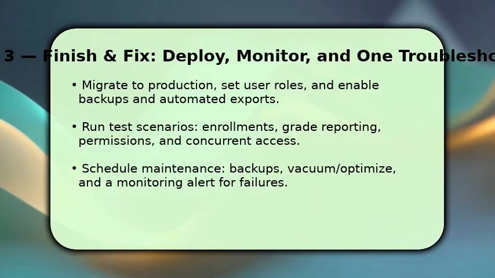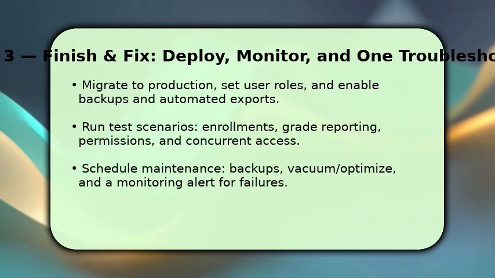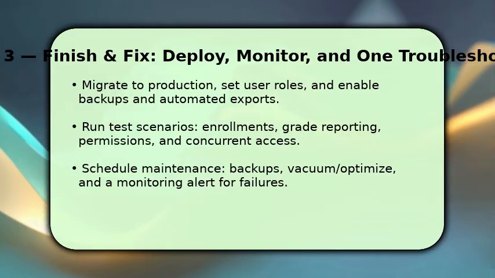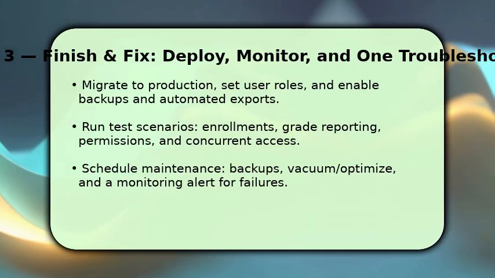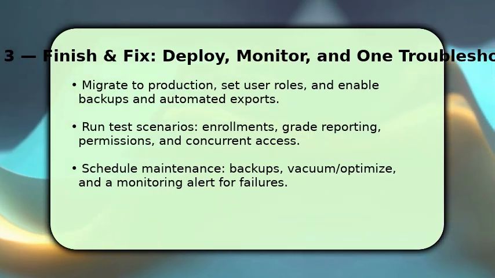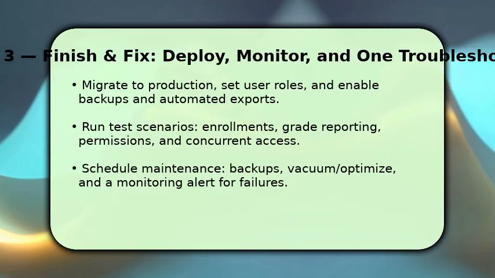For maintenance, schedule vacuuming or optimize tasks and set alerts for failed jobs. If something goes wrong, check logs and run a restore from the most recent backup. That single troubleshooting step usually resolves data loss incidents.